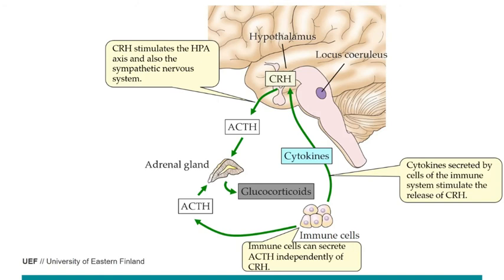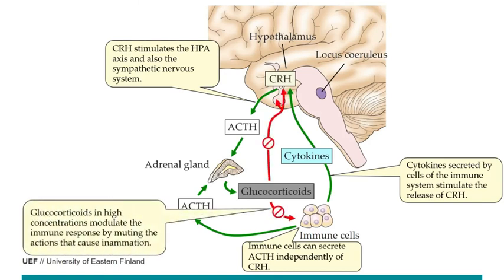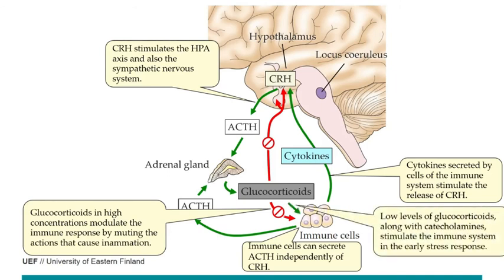And we have adrenal glands, they are producing these glucocorticoids and releasing them, and they are inhibiting the corticotrophin releasing hormone in the hypothalamus, and also they are affecting the immune system. But if we have a low level of glucocorticoids, it's stimulating the immune system. So that's why the immune system can be changed during stress.